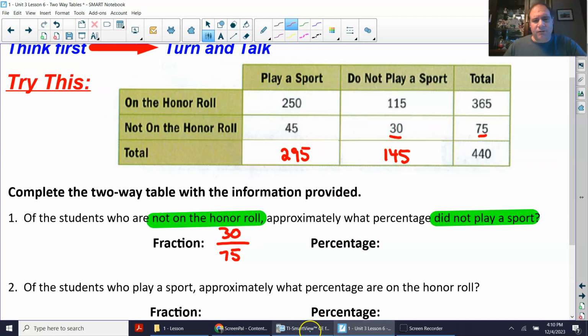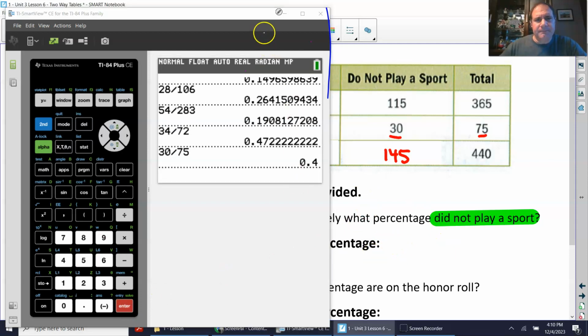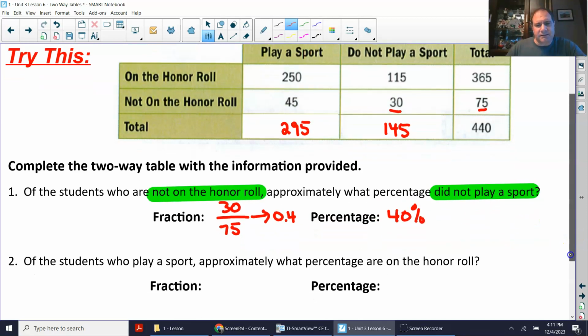So we have 30 over 75, and we're going to round it to the nearest tenth. Now, 30 over 75. So 0.4. And that's 40%. Remember, you're moving that decimal over 2 places to the right.